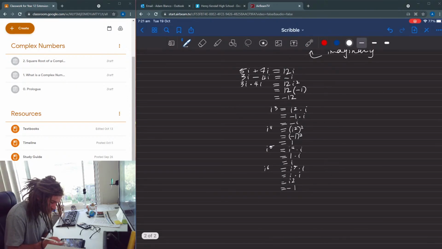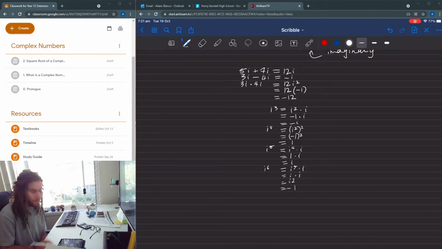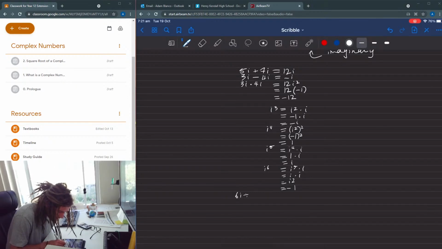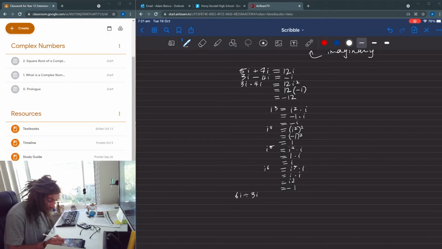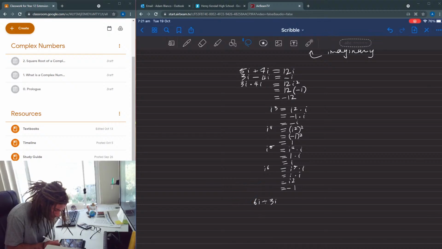We haven't actually looked at division yet. If I were to divide something, something like 6i divided by 3i, it works exactly the same way as any variable would.